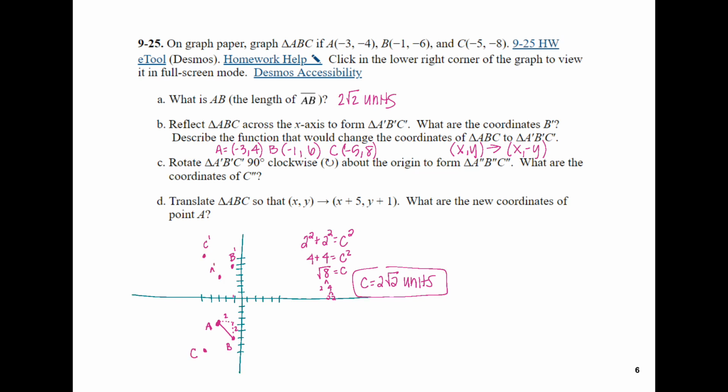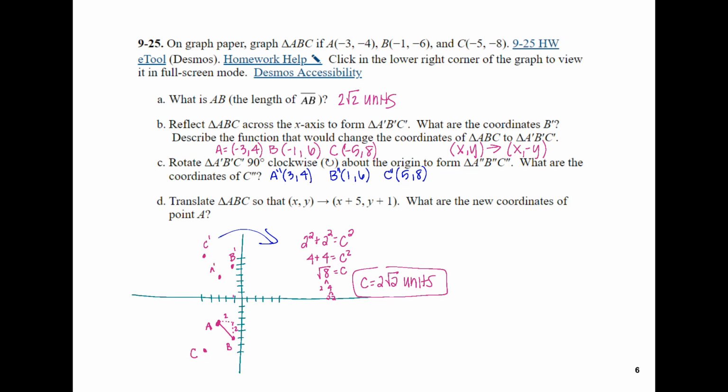Rotate triangle A prime, B prime, C prime 90 degrees clockwise about the origin to form A double prime, B double prime, C double prime. What are the coordinates? So when we are rotating 90 degrees clockwise, this time our X values are going to change, but our Y values are not. So our X value in A is going to become +3 units 4. Our B is going to come +1 unit 6. And our C double prime would become 5, +8.